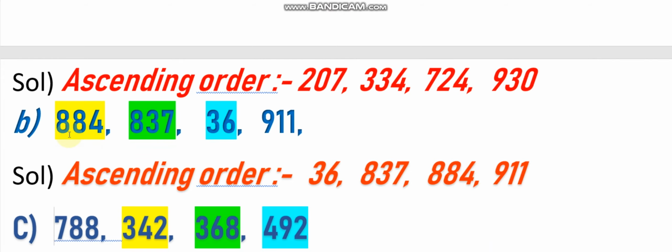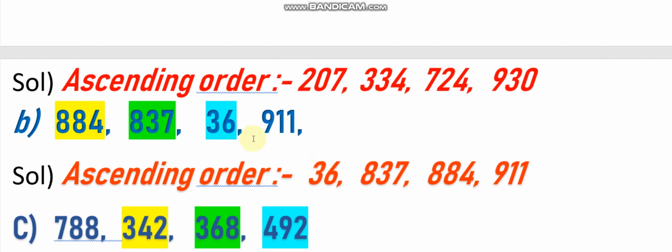Again one more example. 884, 837, 36 and 911 is given. Already we discussed here. It is the 2-digit number. Remaining all are 3-digit numbers. Already we discussed a 2-digit number is always less than a 3-digit number. So already we find the smallest number. Here you write 36, the smallest number.